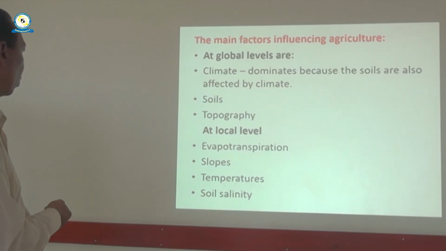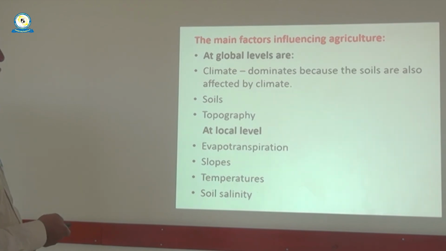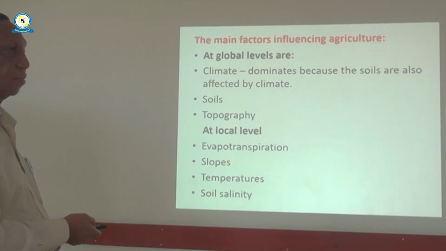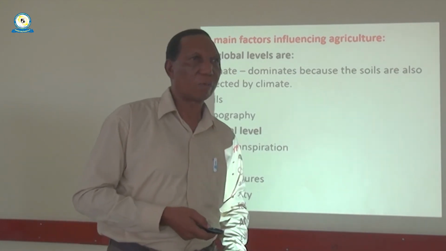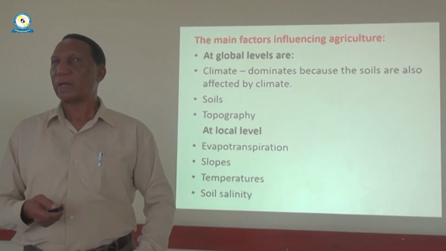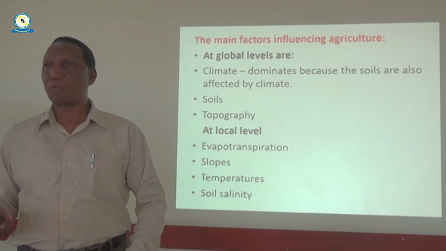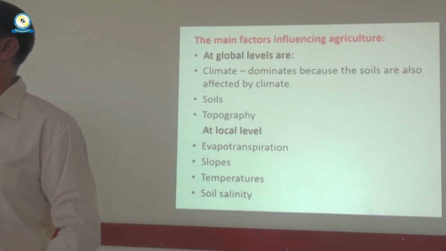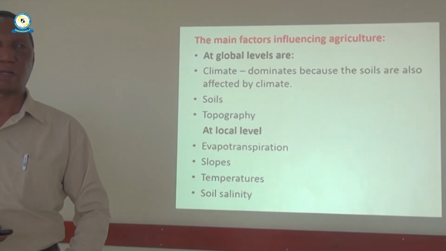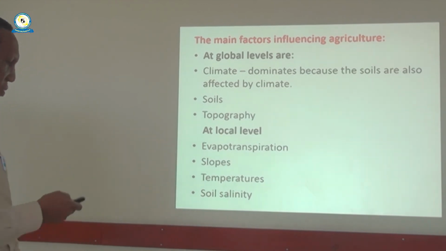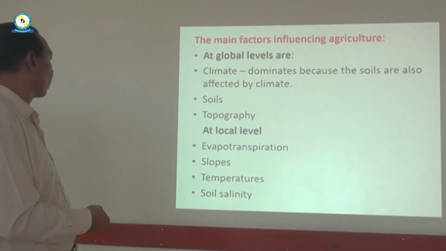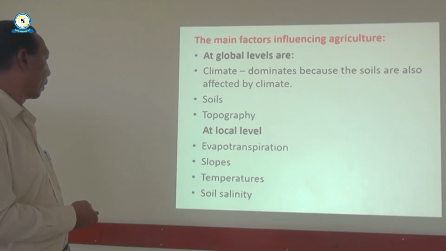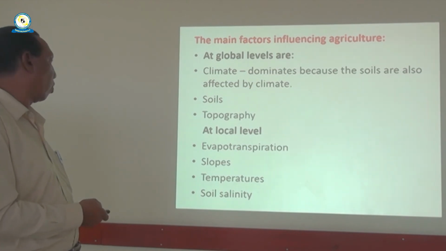As I said, there are slopes also, temperatures, as well as soil salinity. Where soil salinity is high, you find certain crops cannot thrive, except crops which adapt to salinity, like mangroves. You find them thriving along the coast because they are suitable, but other crops cannot be found. So, in short, you can say these are the main factors influencing agriculture, in one way or another.